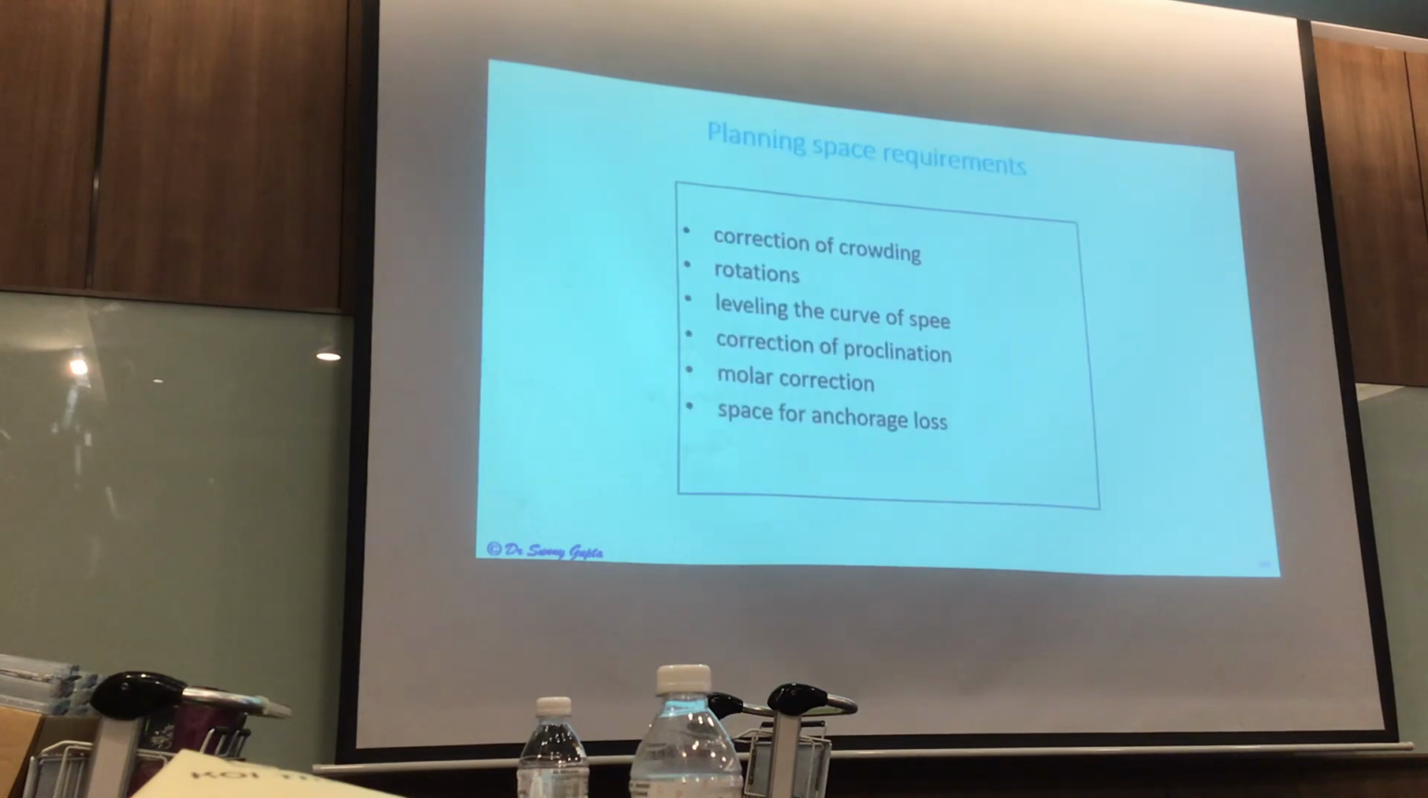So while planning, we have to consider growth. We have to consider etiology, we have to consider whether we require space. If we require space, what are the methods of getting space? We can extract, we can IPR. Whether to extract, whether to IPR, whether to do both, all these are decisions to be made when we are planning for a case. Understood?